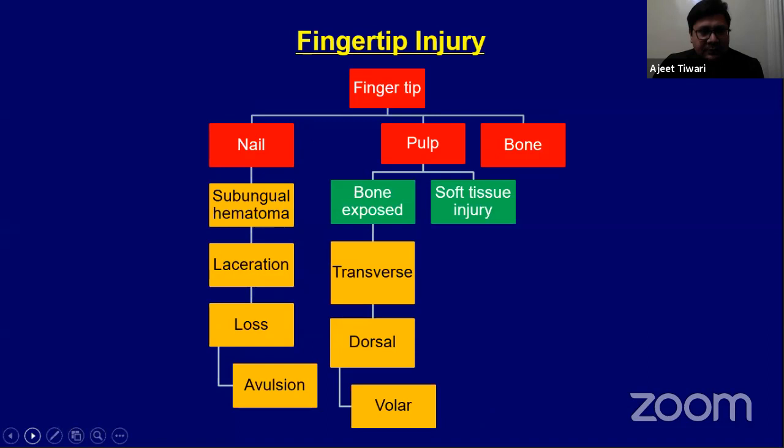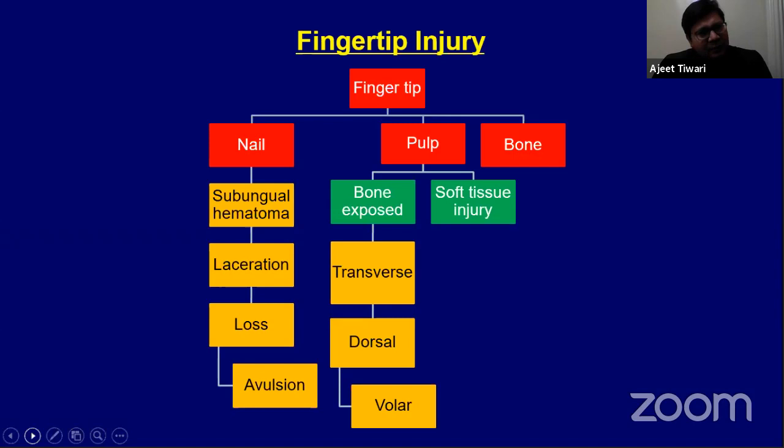If you look at the fingertip, there are basically three components: nail, pulp, and bone. If there is a closed injury of the nail, there will be formation of a subungual hematoma. If there is an open injury, there will be laceration of the nail. Sometimes you'll encounter loss of the nail bed, and sometimes there is an avulsion of the germinal matrix. That is a kind of avulsion injury.